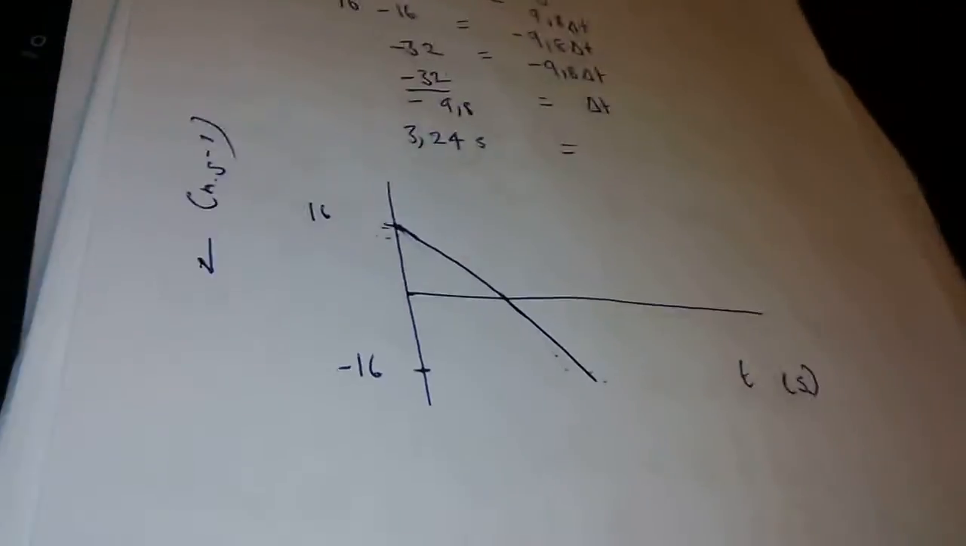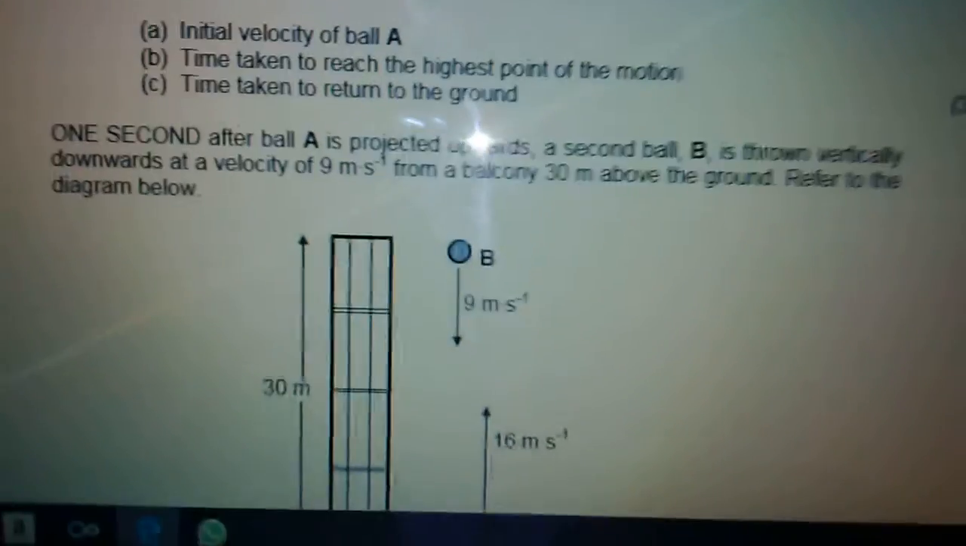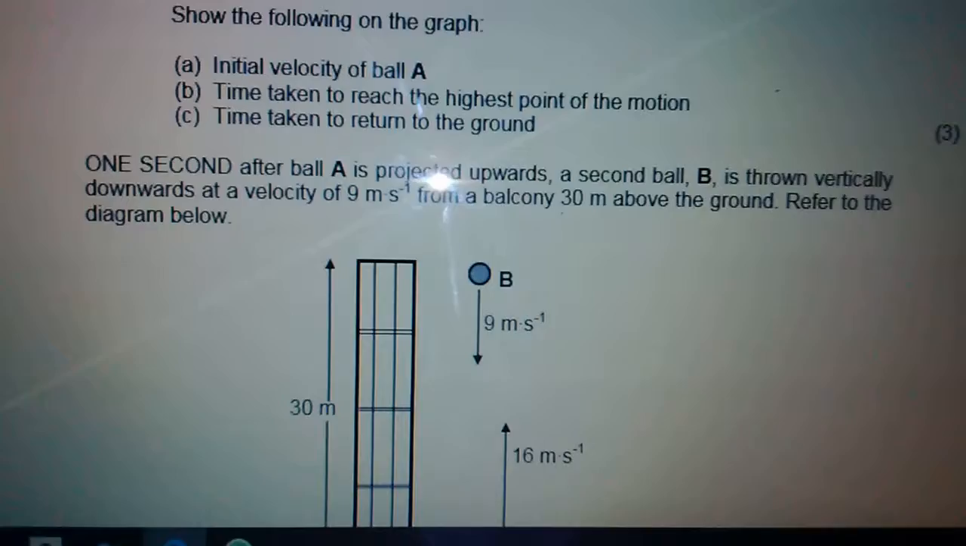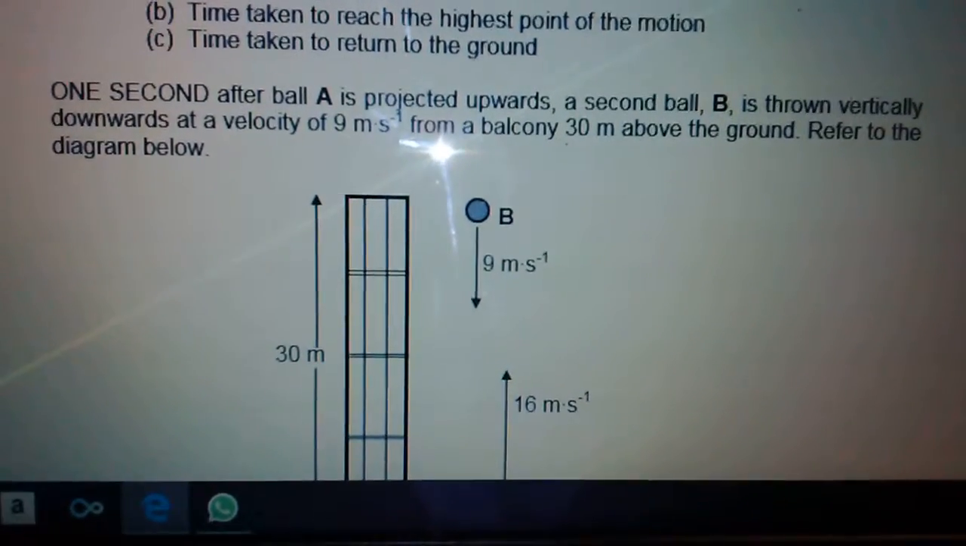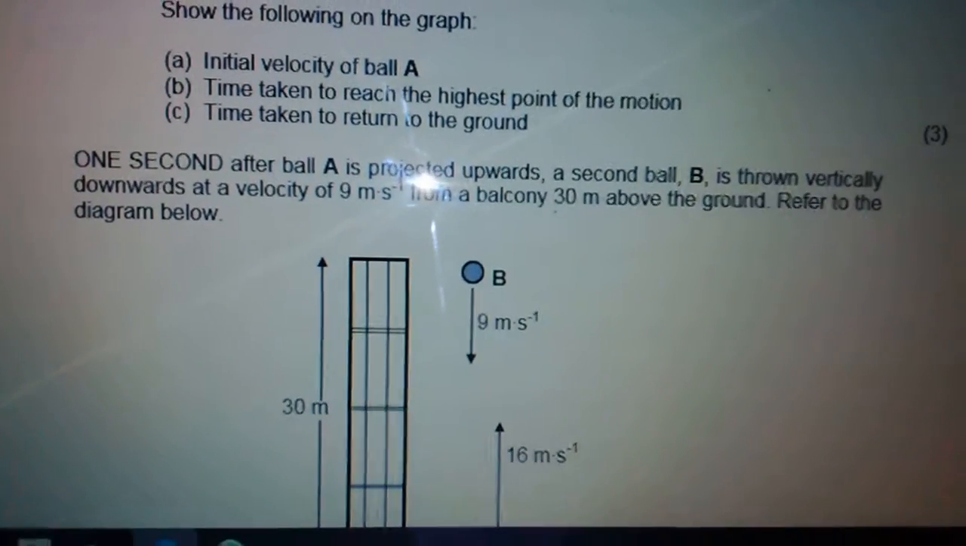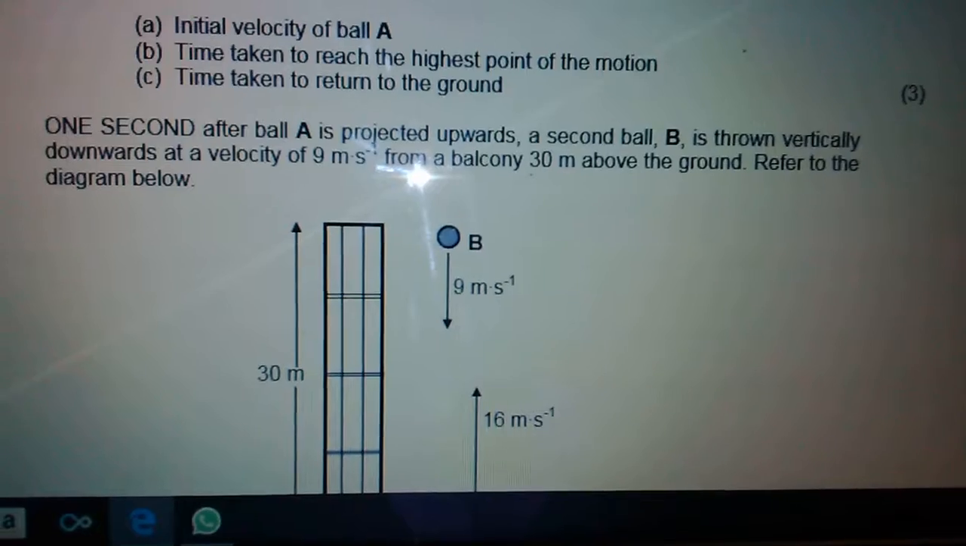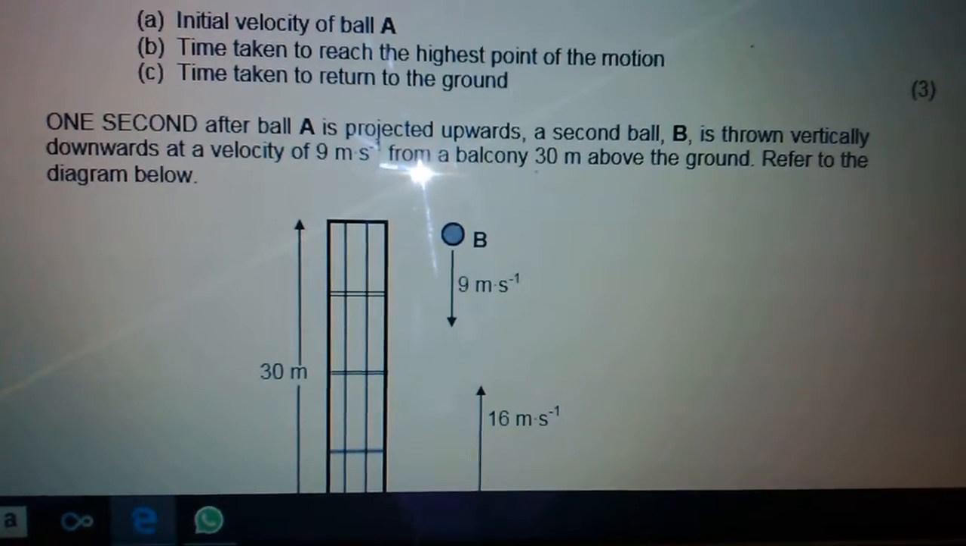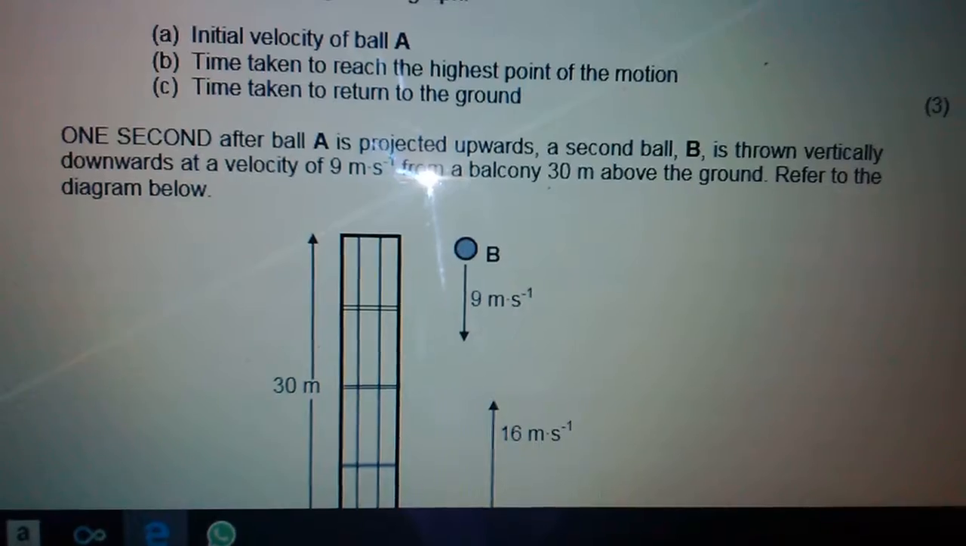I hope you saw, and remember to write velocity in meters per second and time in seconds, so you can get your full marks. So let's go to 3.3 very quickly. Another statement reads: 1 second after ball A is projected upward, a second ball B is thrown vertically downward at a velocity of 9 meters per second from a balcony 30 meters above the ground. Refer to the diagram below.